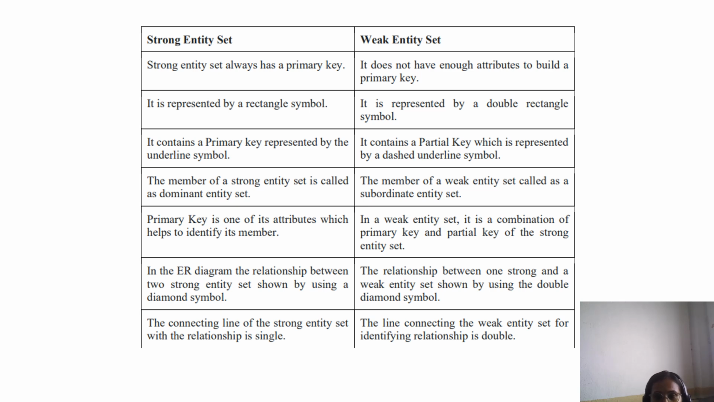And the weak entity set, it does not have enough attributes to build a primary key. It is represented by a double rectangle symbol. It contains a partial key which is represented by a dashed underline symbol. The member of a weak entity set is called subordinate entity set. So in a weak entity, it is a combination of primary key and partial key of the strong entity set. And the relationship between one strong and one weak entity set is shown by using the double diamond symbol. And then the line connecting the weak entity set for the identifying relationship is also double.